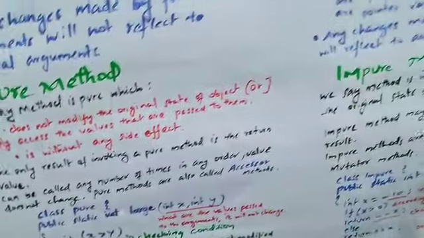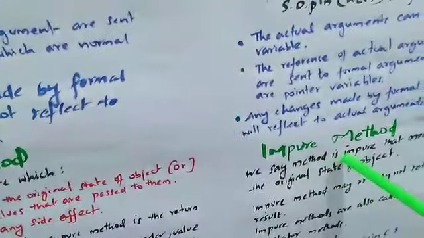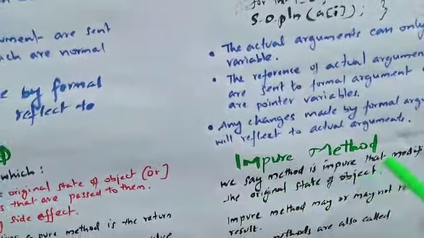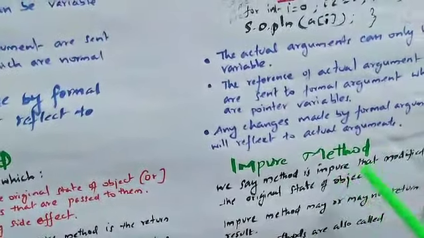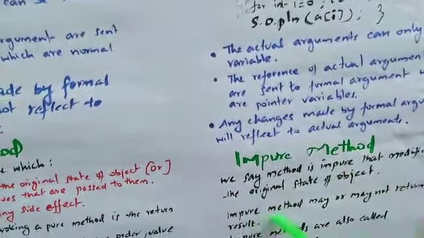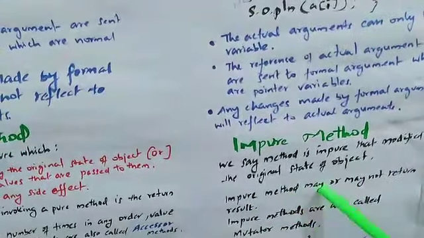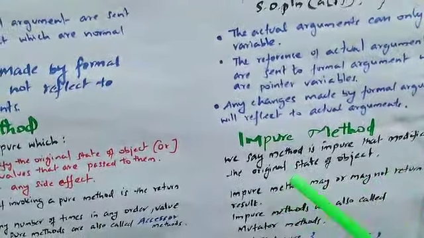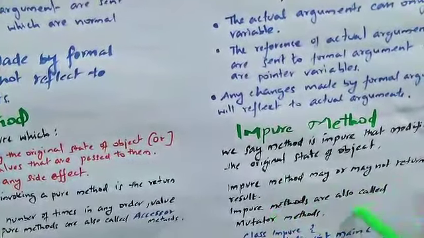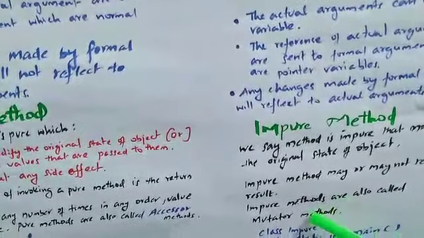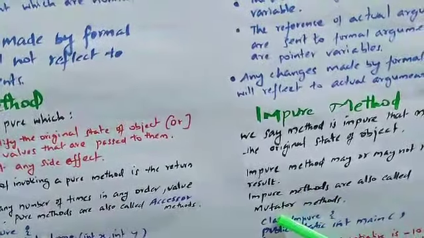Next one is the impure method. We can say a method is impure if it modifies the original state of an object. Here we can modify the original state of an object. An impure method may or may not return a result. Impure methods are also called mutator methods. Now see that one class is there.